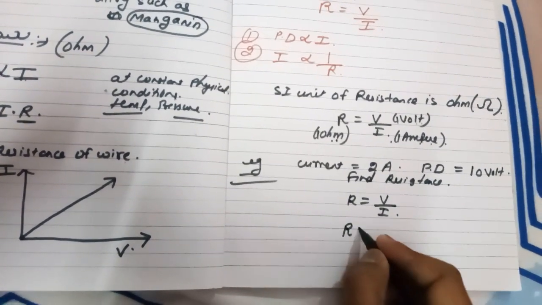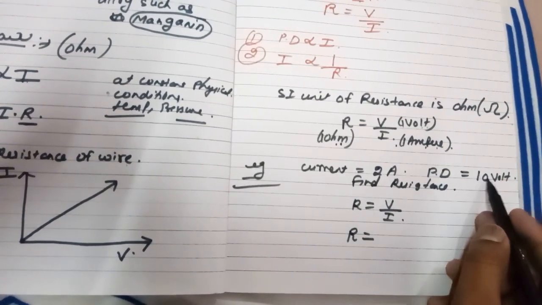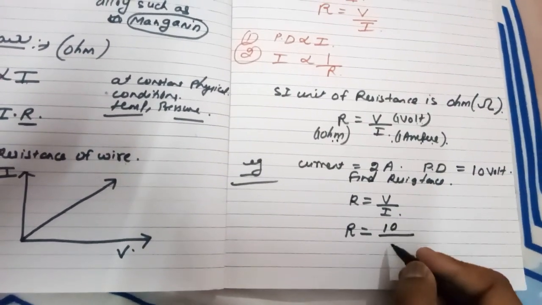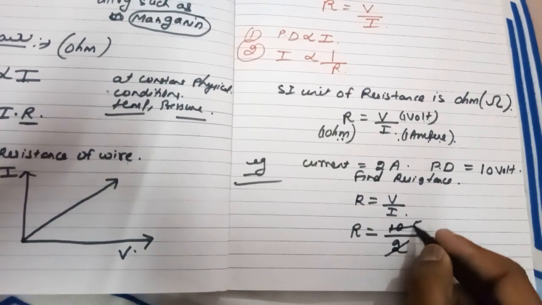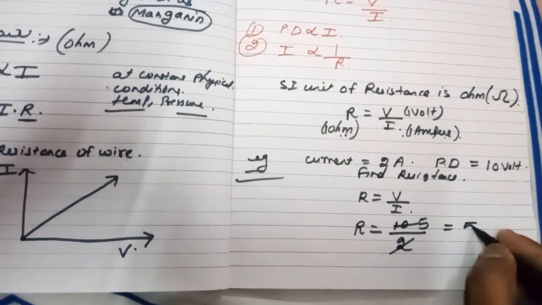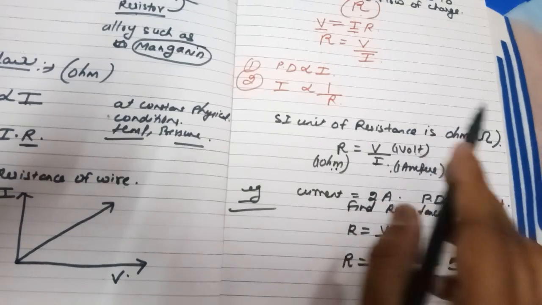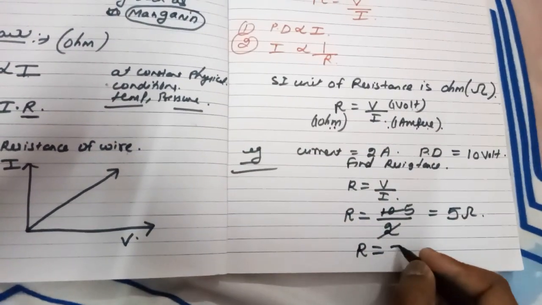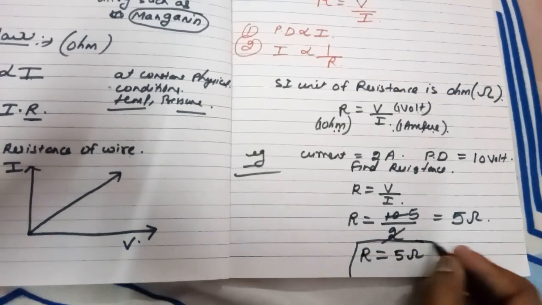So R equals V, V means potential difference, is the value 10, and the current value is 2 ampere. 2 fives are 10, so resistance is 5. Now the SI unit of resistance is ohm, so 5 ohm. The value of resistance is 5 ohm. This one is the answer.